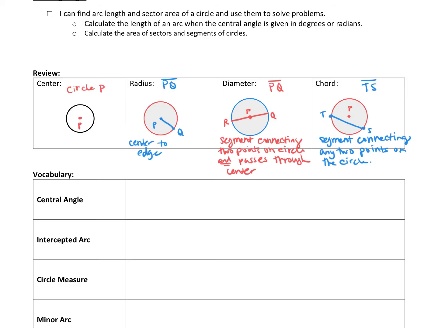So, do you guys think that the diameter is a chord? Is it a segment connecting 2 points on the circle? It is, but if your chord is passing through the center, then we get more specific with the name and now we call it a diameter. But a chord would be any segment connecting 2 points on the circle. All right, central angle.